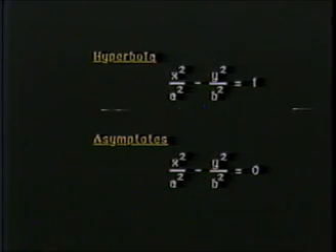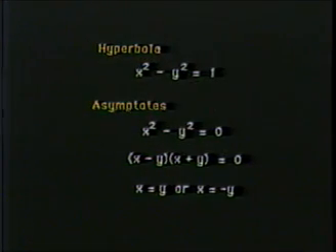How does that work? Like this. We can factor the asymptote equation, and when we do, we come up with two straight lines. So now you know.